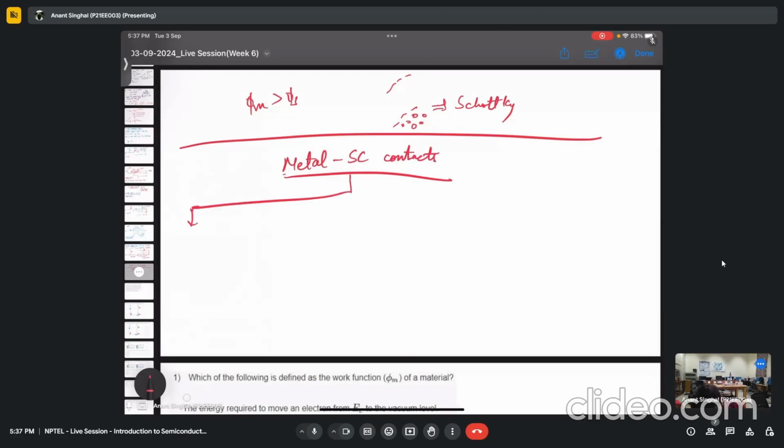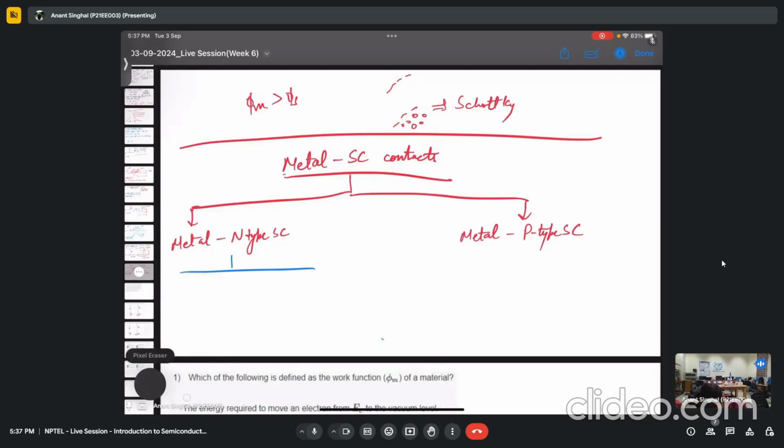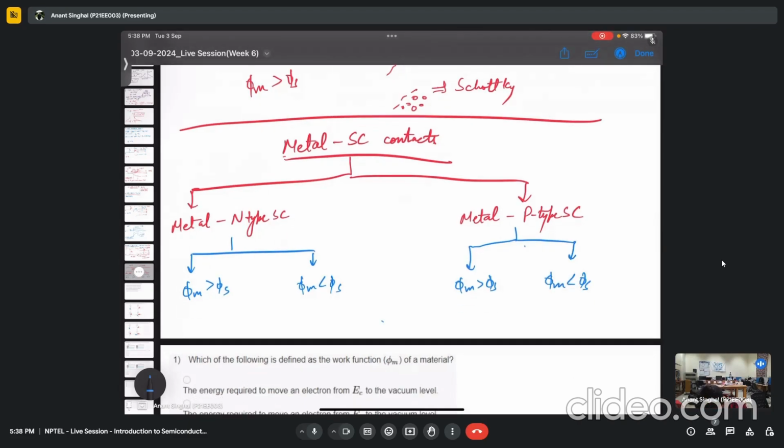So one is metal with N type semiconductor contact. One is metal with P type semiconductor contact. In this also we have two cases. One is phi m greater than phi s and one is phi m less than phi s. So phi m greater than phi s results in Schottky for metal N type, and this is ohmic. Wherever this is ohmic, that is the other one is Schottky.